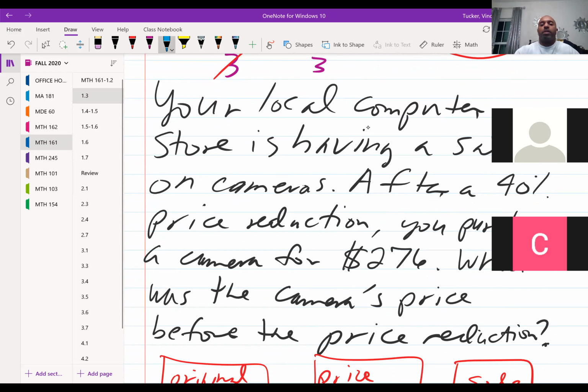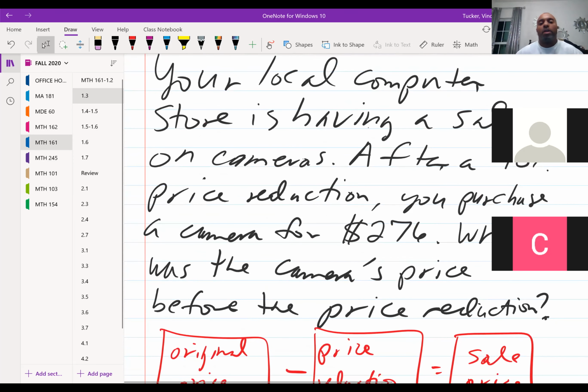All right, so let's look at this next one. Your local computer store is having a sale on cameras. After a 40% price reduction, you purchase a camera for $276. What was the camera's price before the price reduction? All right, I'll give you a chance to write that up.